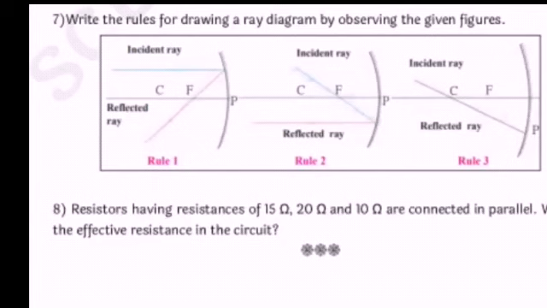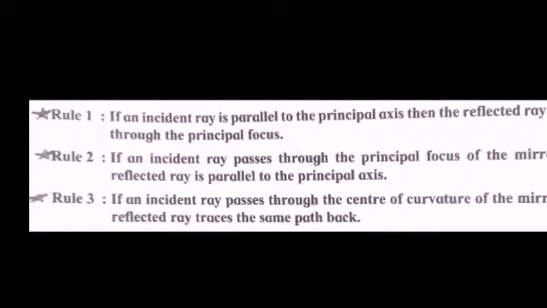Let's see the next question. Question number 7. Write the rules for drawing a ray diagram by observing the given figures. Here we have 3 figures in front of us. Let's write the 3 rules.